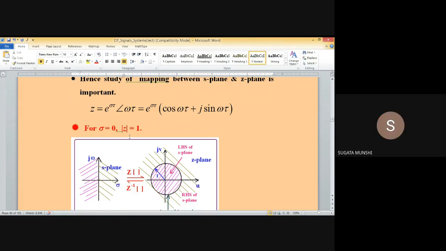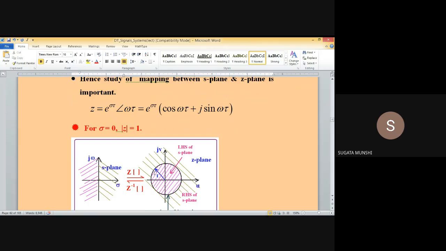Sigma less than 0 means magnitude of Z is less than 1. What area does magnitude of Z less than 1 represent? It is the interior of this unit circle centered at origin in the Z-plane. Similarly, when sigma is greater than 0, magnitude of Z will be greater than 1. So that will correspond to the right-hand side of the S-plane. So the right-hand side of the S-plane corresponds to the exterior of the unit circle centered at origin in the Z-plane.